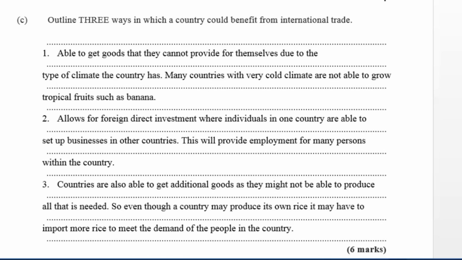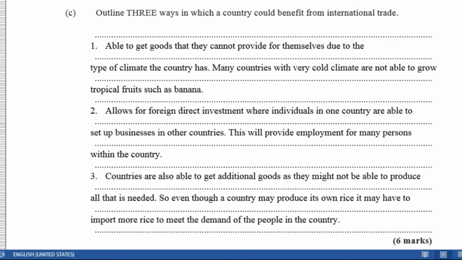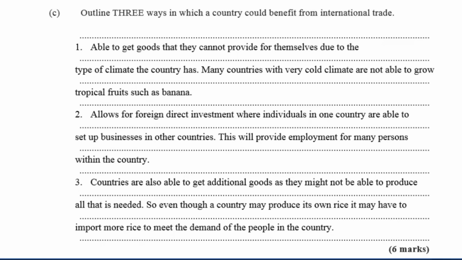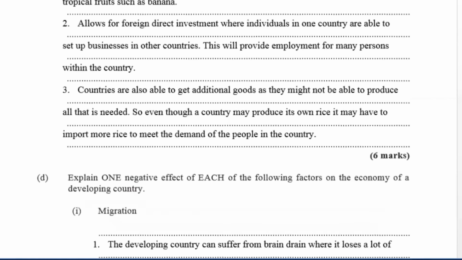And the third benefit now is that countries are also able to get additional goods, as they might not be able to produce all that is needed. So even though a country may produce its own rice, it may have to import more rice to meet the demand of the people in that country. And I'm sure you might be familiar with that in your country. Even though the same things are produced in your country, your government still allows for that good to be imported into the country.